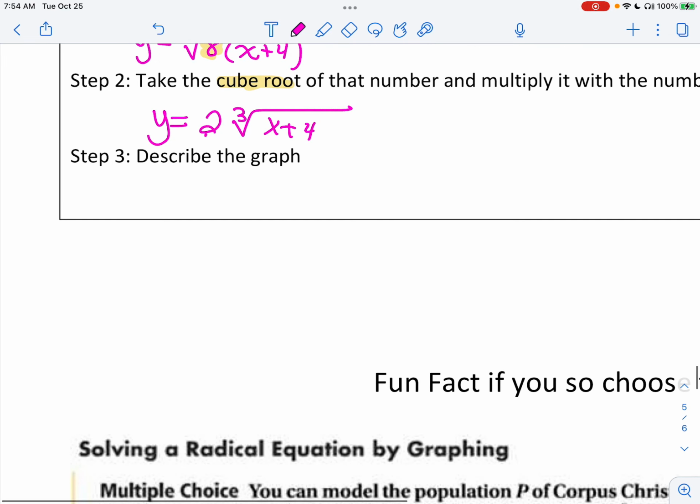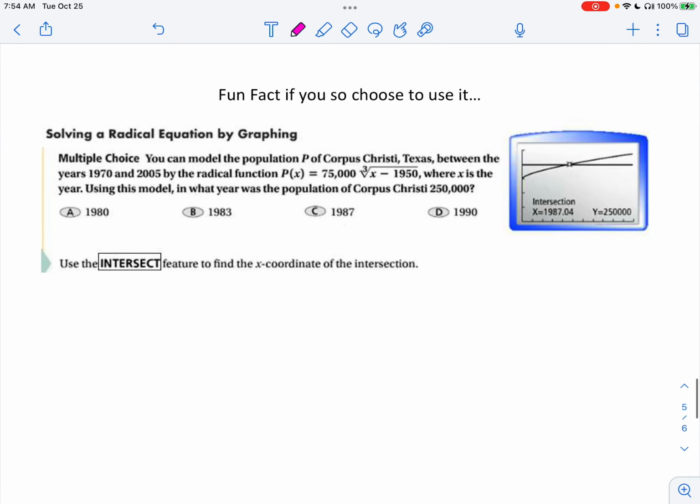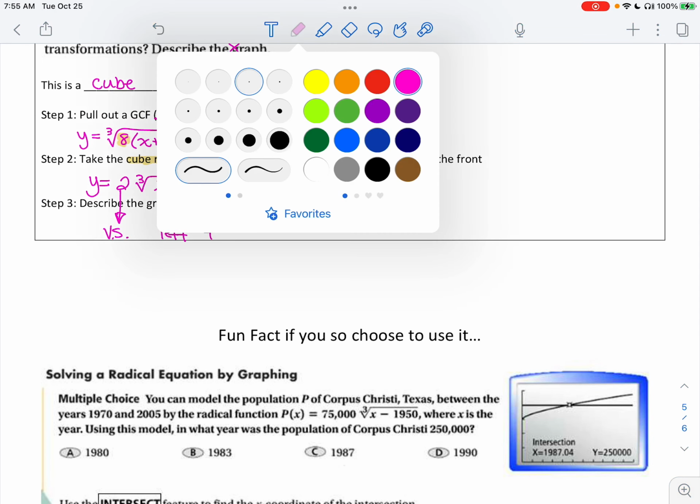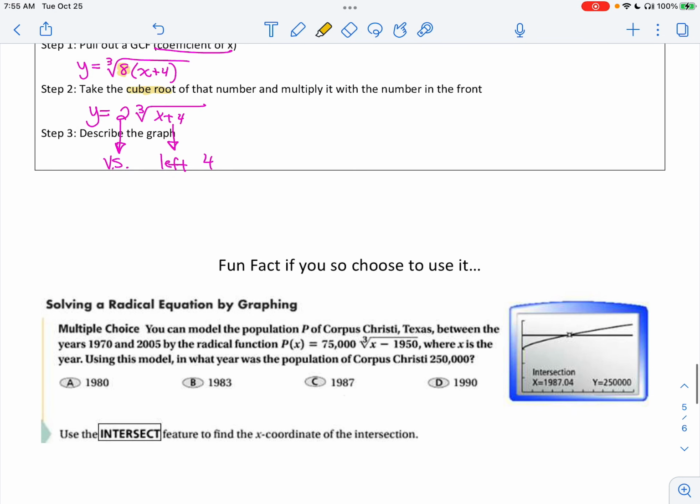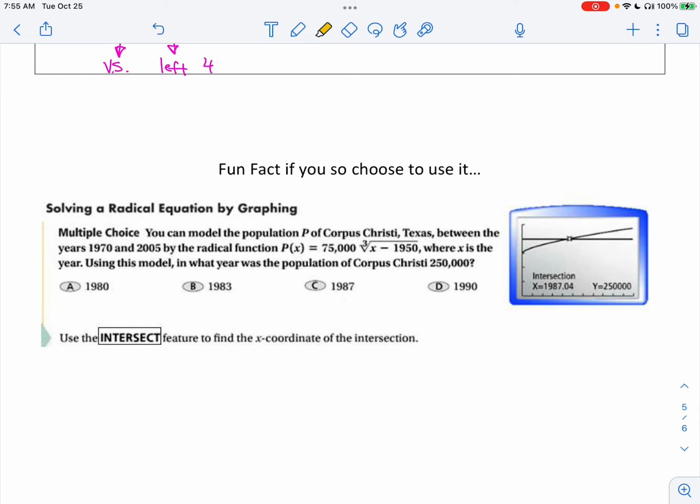Now we're going to describe the transformations. This 2 is a vertical stretch by a factor of 2, and this plus 4 is left 4. If there was something in the back, we could also say up, down. Oh, and that's how you describe the transformations by editing the equations. There is a fun fact down here if you ever want to try using your calculator.